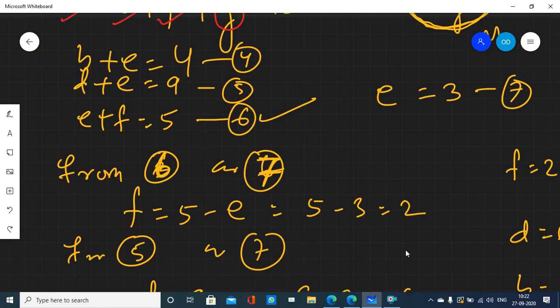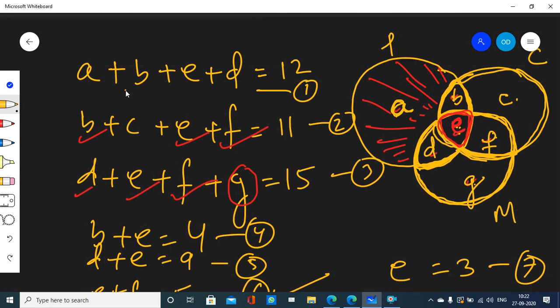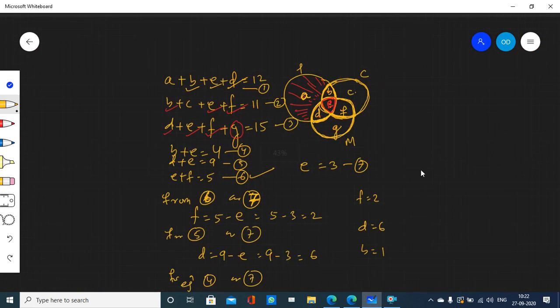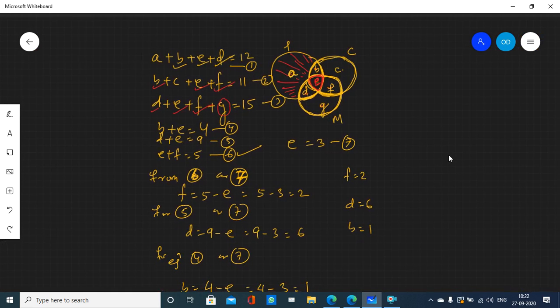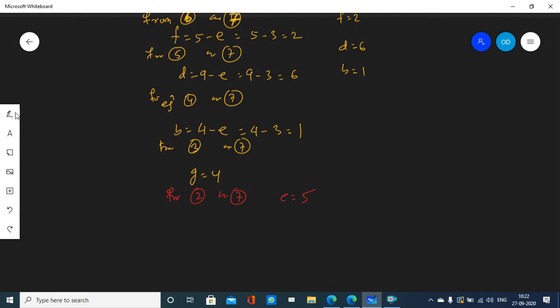Then in the first equation, find the value of A. You know the value of B, the value of E, the value of D. Find the value of A. I'll zoom out. E value 3, B value 1, 3 plus 1 is 4. 4 plus 6, B plus C plus D, is 10. So A is equal to 2, right? A is equal to 2.